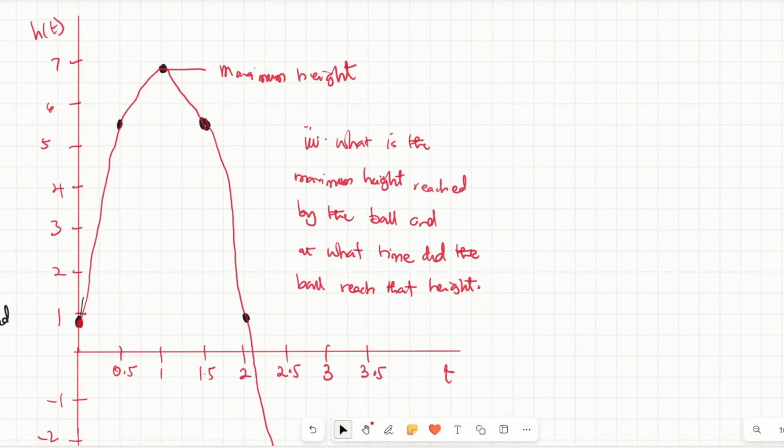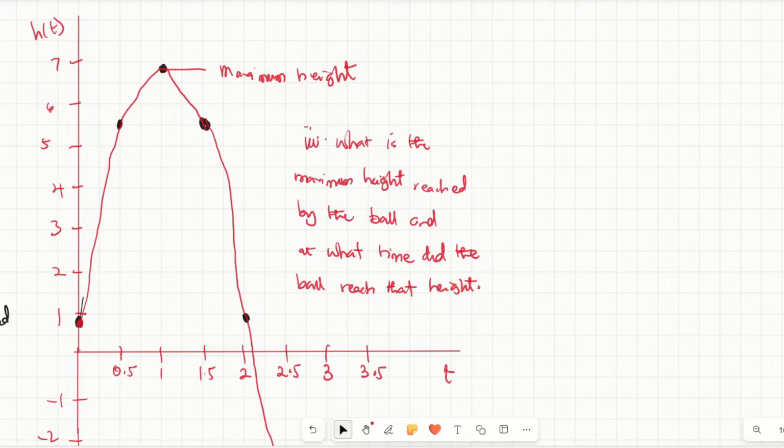So write your answer in the comment section. Let's see whether you'd get this as well. Okay, so the maximum height is 6.8. Very good. And the time that it reached was in 1 second. That is very, very good.